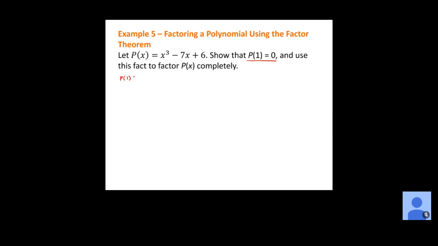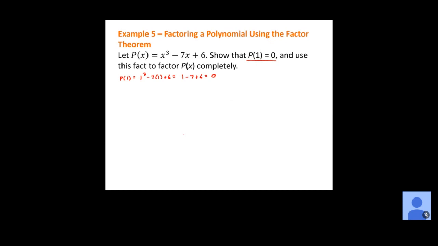Say P of 1 equals 1 cubed minus 7 times 1 plus 6. Okay, so if we simplify this now, 1 cubed is 1. Negative 7 times 1 is a minus 7. And then we add 6. And so if we combine all that now, what are we going to get? 0, right? Okay, so this does give us 0. So that does show now that 1 is a 0 of that polynomial.